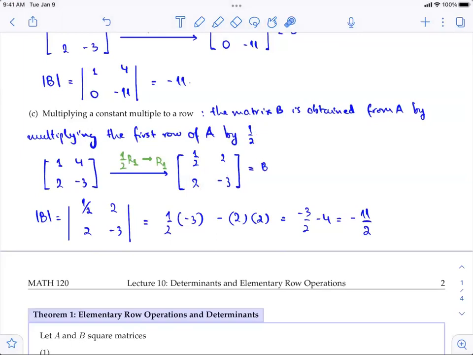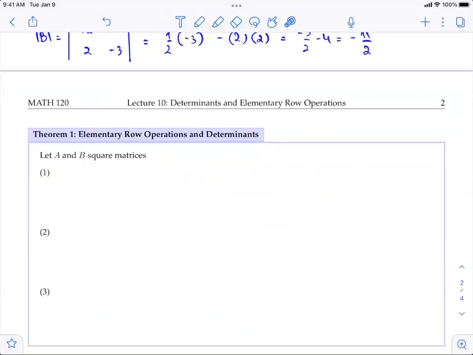All right, so first, when you interchange two rows, the determinant of the new matrix is equal to the negative of the determinant of the original matrix. When you add a multiple of a row to another row, then the determinant of the new matrix is equal to the determinant of the original matrix. And when you multiply a non-zero constant to a row in an original matrix, the determinant of the new matrix is equal to that constant multiplied with the determinant of the original matrix. Right? So that is the theorem that we need to put in.